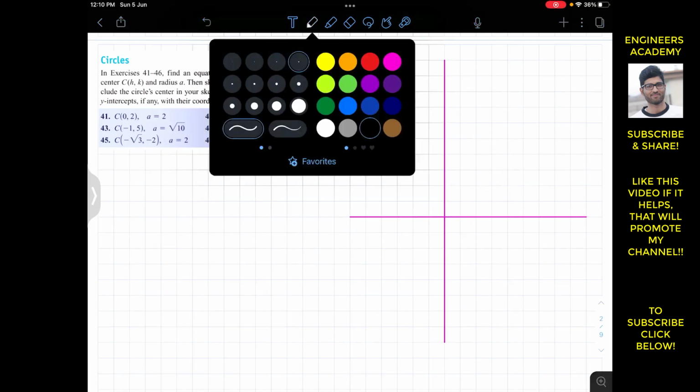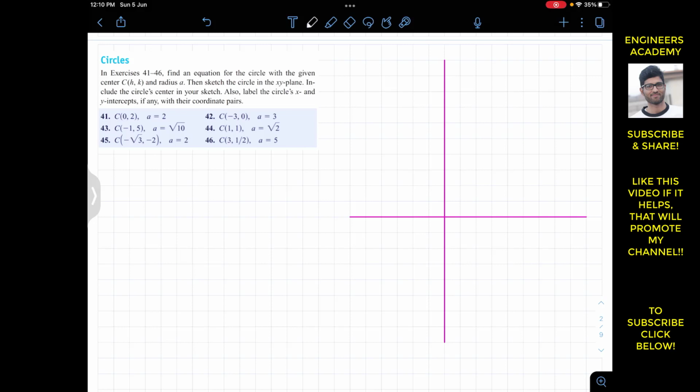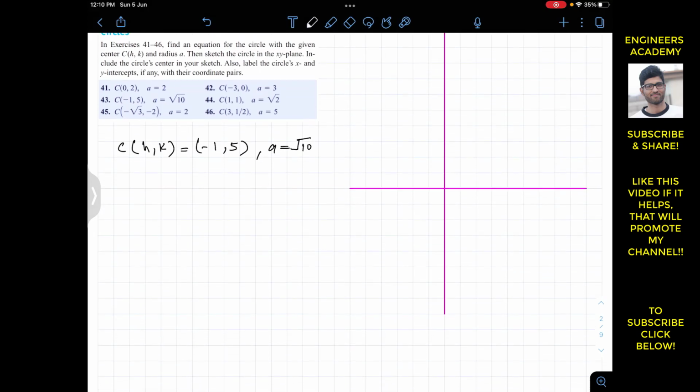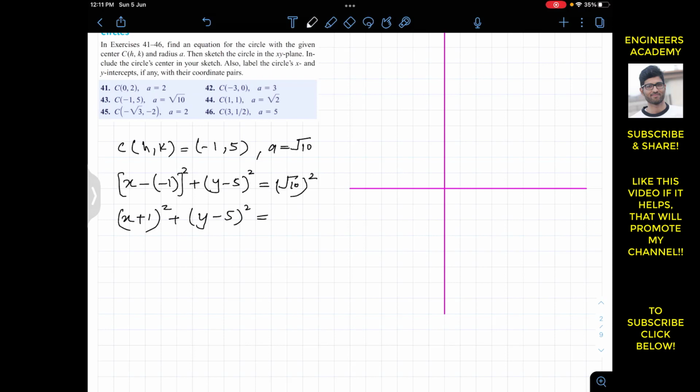Now the next exercise is exercise 43, and exercise 43 again gives us the center. So the center (h, k) equals minus 1, 5, and the radius is square root 10. So now again, by using that equation, (x minus h) squared, so h is minus 1, plus (y minus k) squared, so k is 5, equals a squared, that is the radius squared. So this gives us (x plus 1) squared plus (y minus 5) squared equals 10.